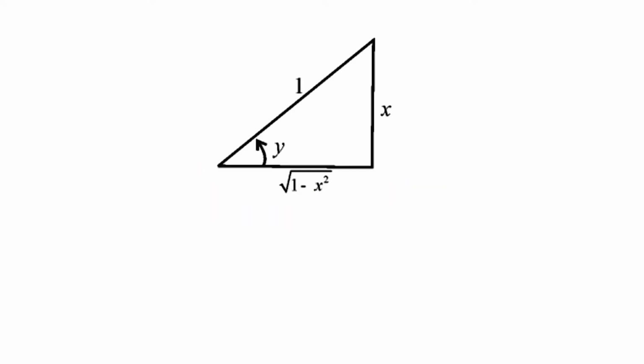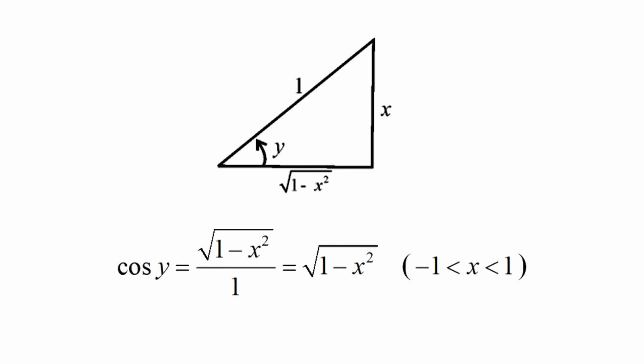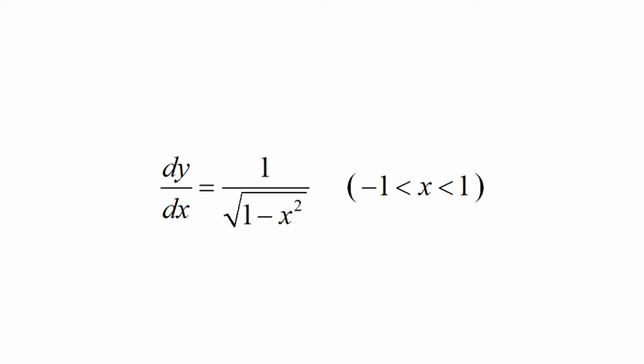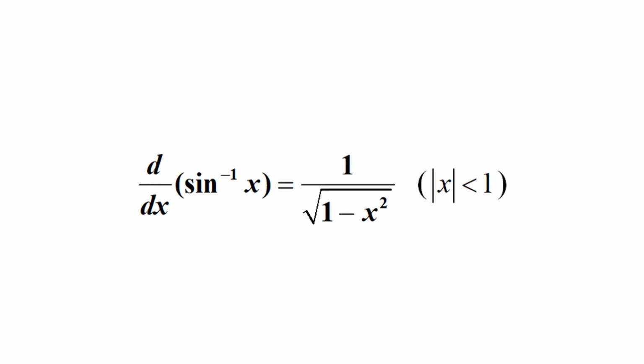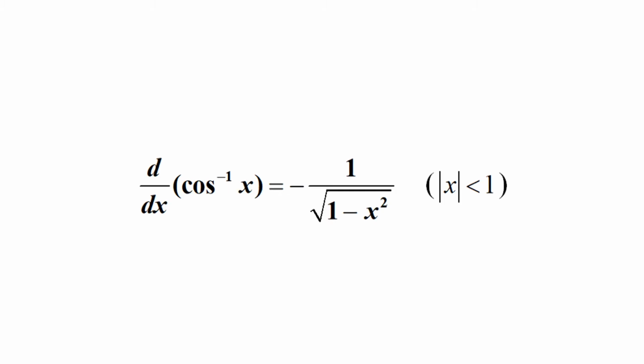Now, referring to the right angle triangle in the figure, we obtain cos y equal to square root of 1 minus x square by 1, that is the same as square root of 1 minus x square in minus 1 less than x less than 1. Thus, dy by dx equal to 1 by square root of 1 minus x square with minus 1 less than x less than 1. Thus, d by dx of sin inverse of x equals 1 by square root of 1 minus x square with mod x less than 1. Similarly, it can be seen that d by dx of cos inverse of x equal to minus of 1 by square root of 1 minus x square with mod x less than 1.